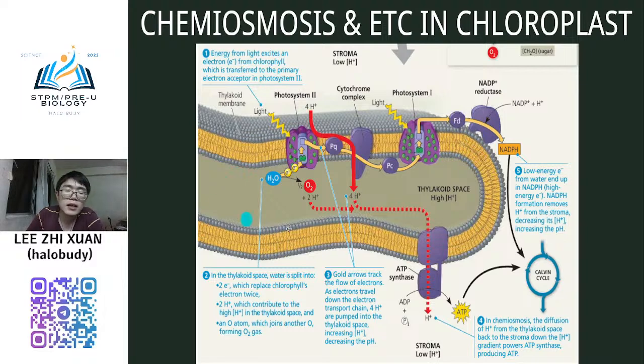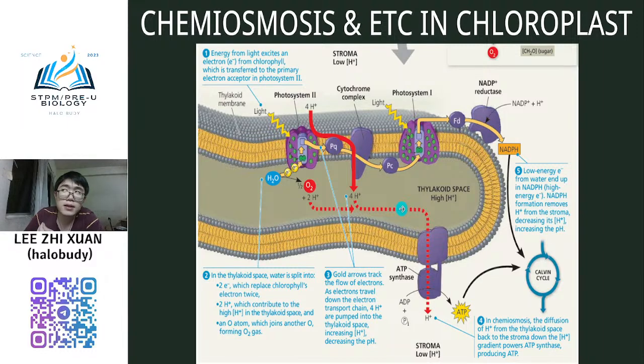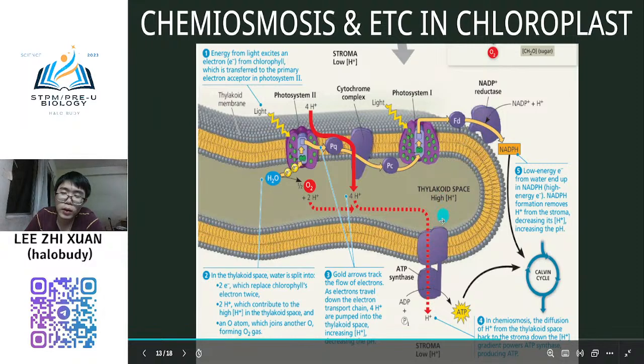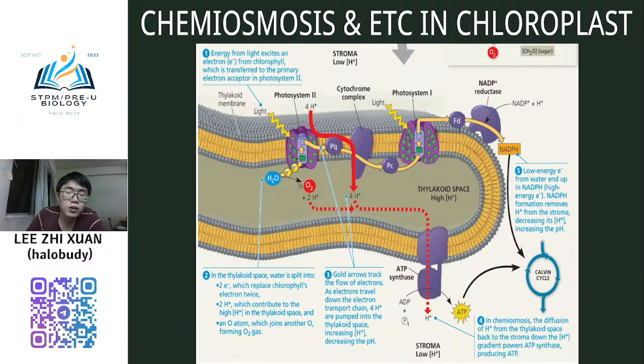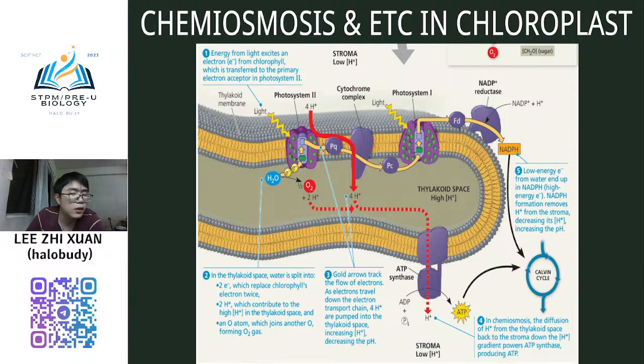So inside the thylakoid space, it creates the proton motive force, proton gradient, electrochemical gradient. Once it has the electrochemical gradient, this hydrogen ion will act as the energy and pass through the ATP synthase to produce ATP molecules. So actually the theory is the same as what you learned in chemiosmosis in chapter 5.